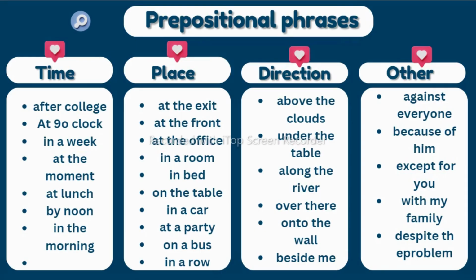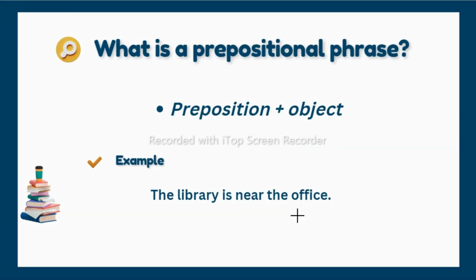I hope you have understood the meaning of prepositional phrase. A prepositional phrase is nothing but a combination of preposition and object. It is called a prepositional phrase. Here preposition plus object, these two things together are called a prepositional phrase.